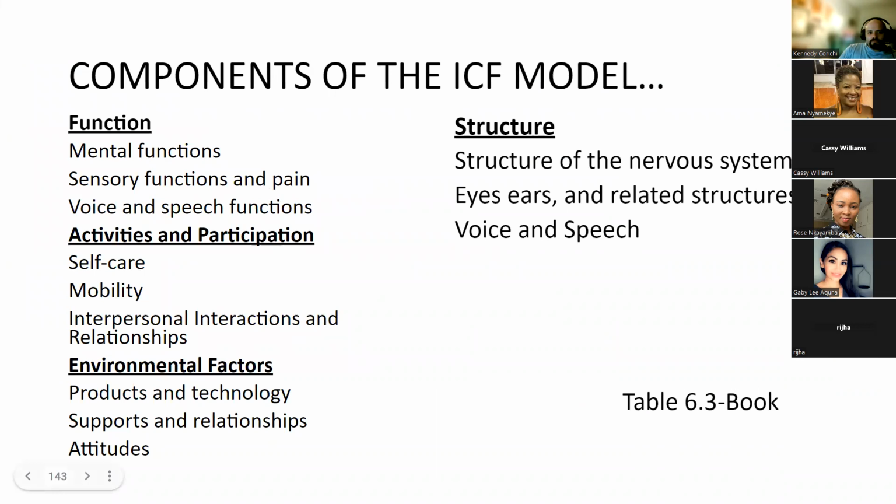So that's what we just went over, and I said refer to 6.3. I just took some of them off to show that when you're looking at the components of the ICF model, it looks at function. If you know mental, it'll tell you you're looking at the nervous system, or sensory function and pain, or whatever like that. I tried to line it up. The voice and speech functions are the overhead. So this is the structure. Then activities and participation talk about the things that you're able to participate in. And then the environmental factors, what is needed or what could help you under this model.